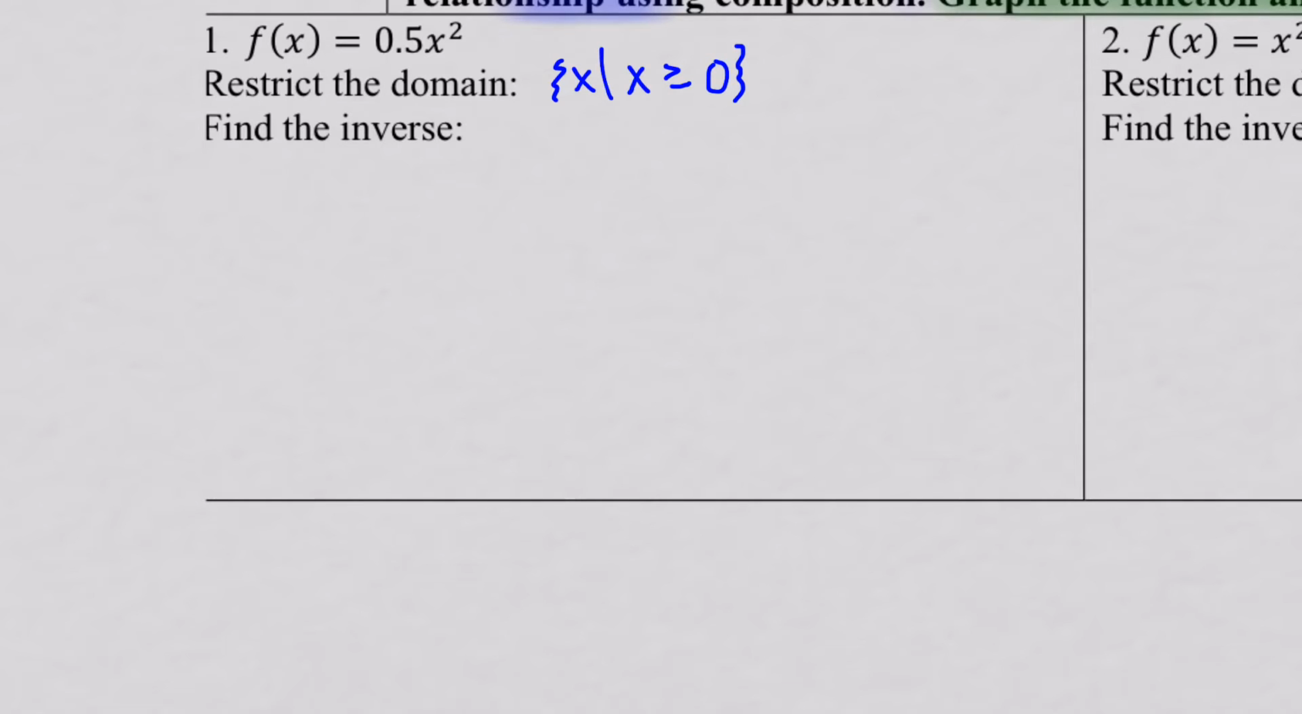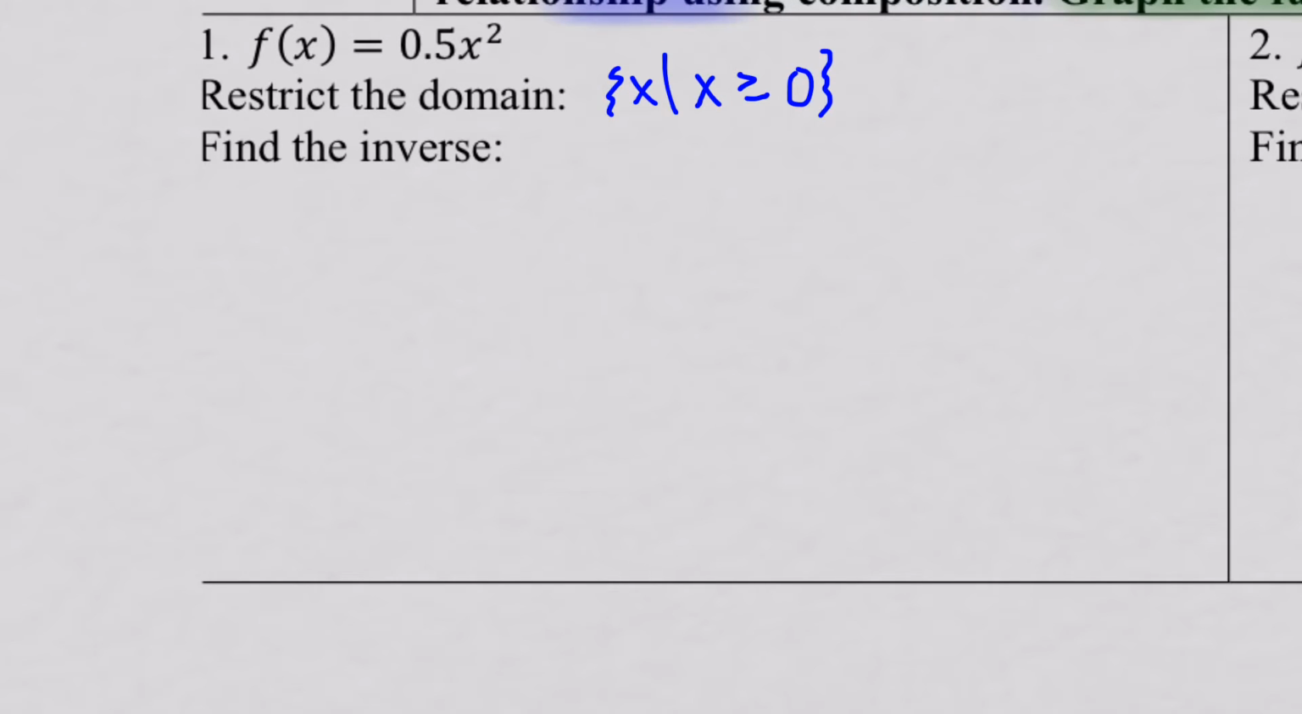All right, let's find the inverse now. Here we go. The first thing we're going to do is change f of x to y. So y equals 0.5x squared. The next step you're going to take is to isolate the x squared. You want the x squared to be by itself. Do not take the square root right now, right? First get rid of the 0.5. Then, once you're left with just x squared, then you can get rid of it. So we're going to divide by 0.5 to get rid of it.